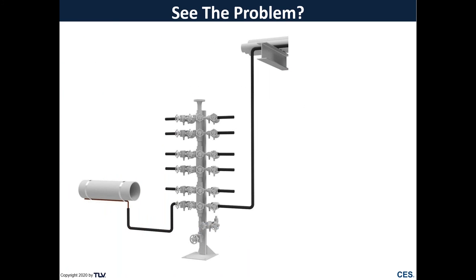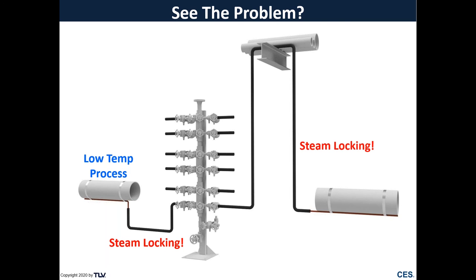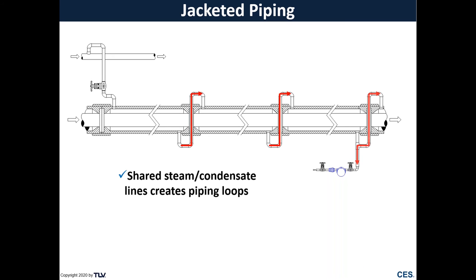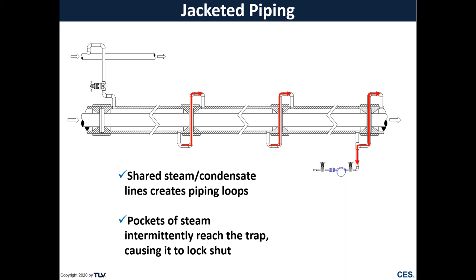So let's look at an example of a simple tube tracing application. You see the problem here? Now, as I mentioned before, steam locking commonly occurs in jacketed piping simply due to the piping configuration from jacket to jacket. In S-loop configurations, like I'm showing here, the steam and condensate share the piping. And this causes pockets of steam to get pushed toward the trap, causing it to intermittently lock shut.